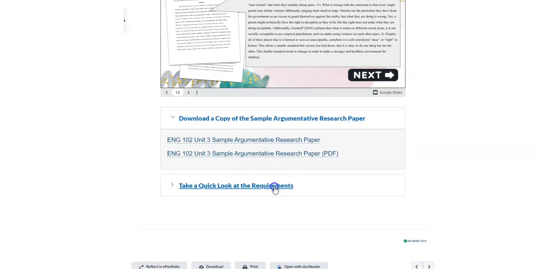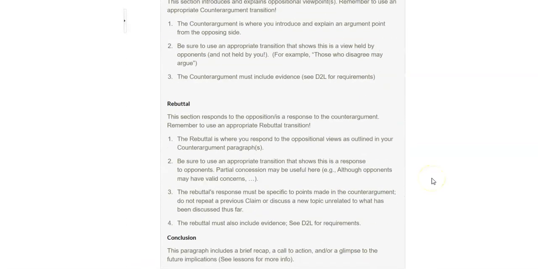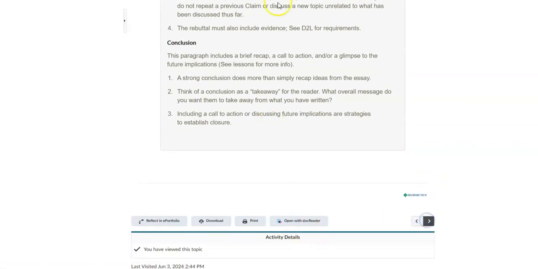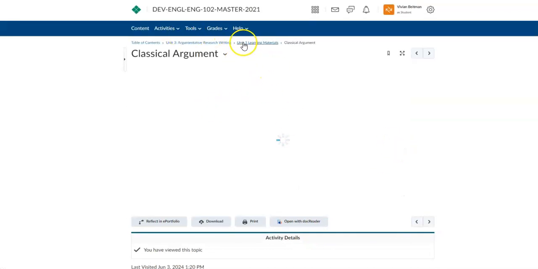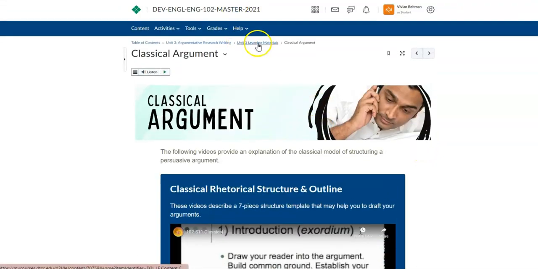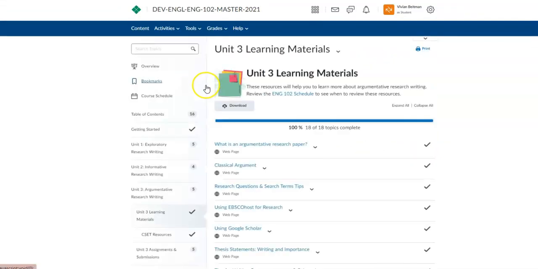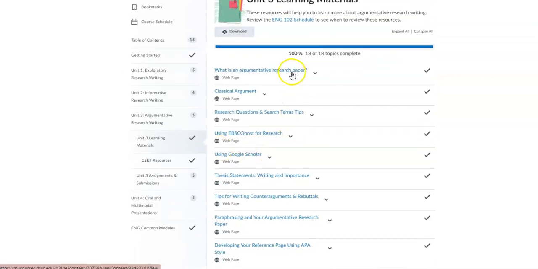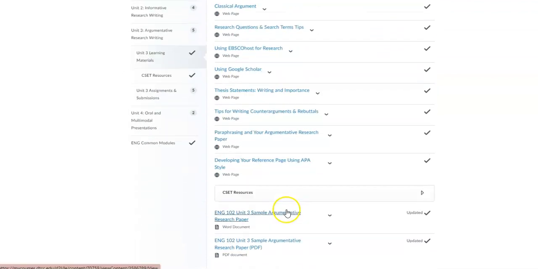You'll have downloads here. And again, I think that out of all the pages that we have for you, that one might be the most useful. That said, we have plenty of videos and activities and examples so that you can really learn what it means to make a high quality argument. You will also want to be comfortable with APA. So APA guidelines are embedded in this course in a couple of different locations, as is the CSET module.